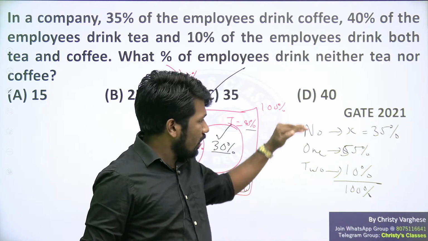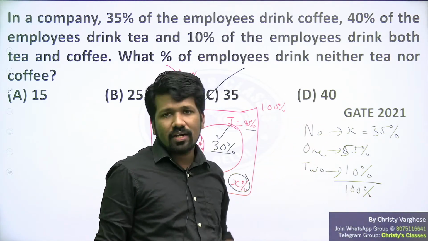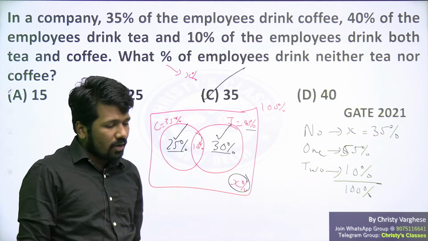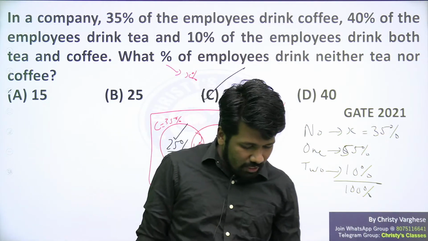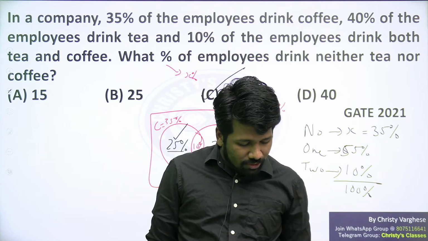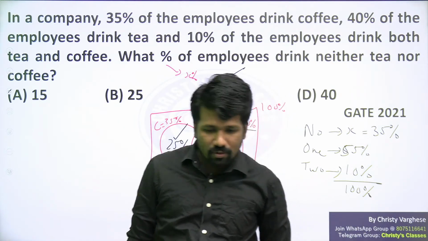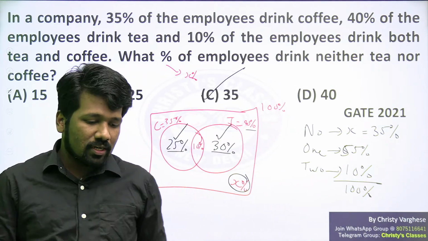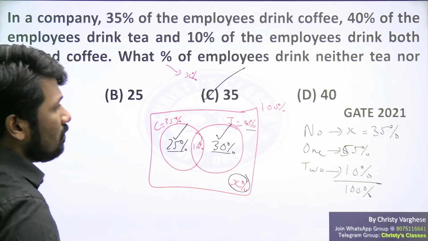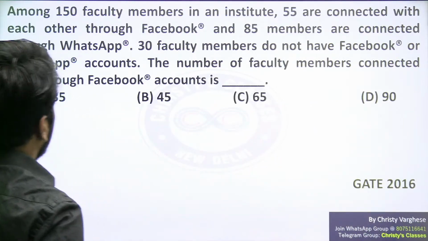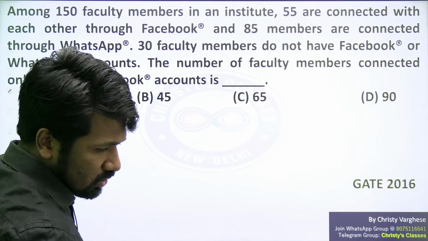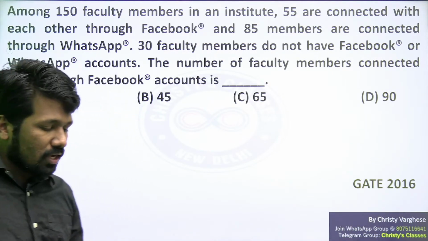Right? Because no drink and at least one drink, these two should make 100%. So that way you can easily understand, by practicing Venn diagrams more, you can actually avoid drawing Venn diagram in some questions at least. Hope that is clear. Then this kind of question was asked in multiple exams. So look at this. GATE 2016, the same idea was asked. Make a try.